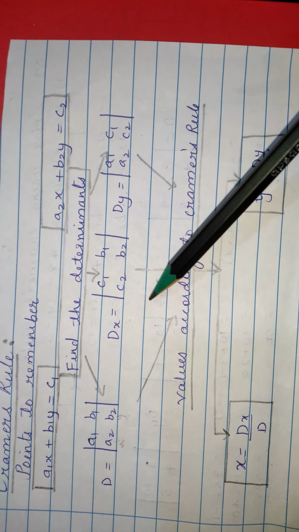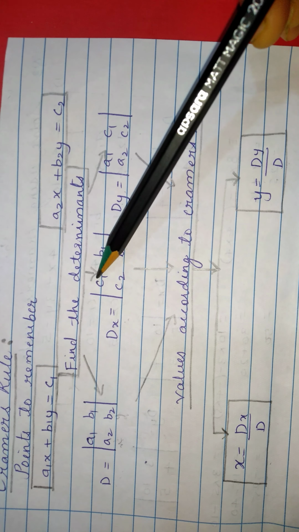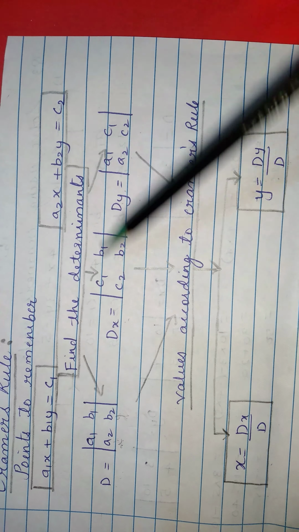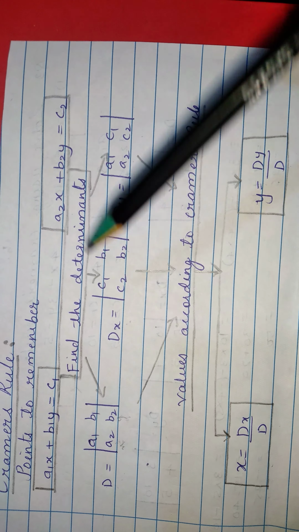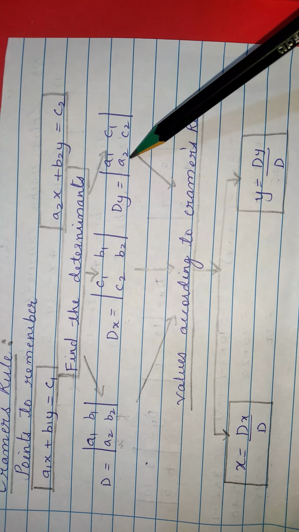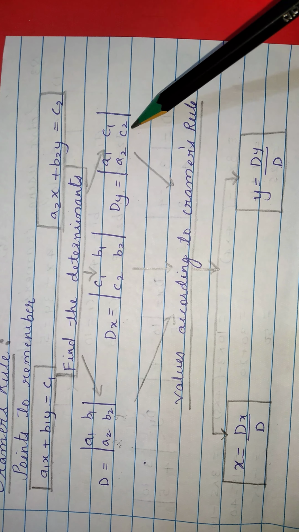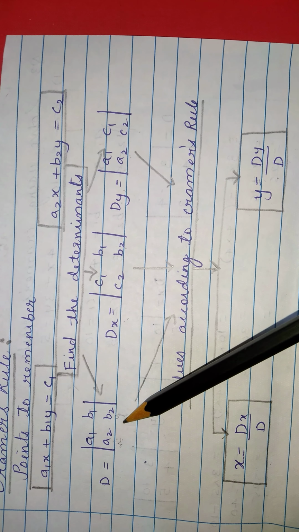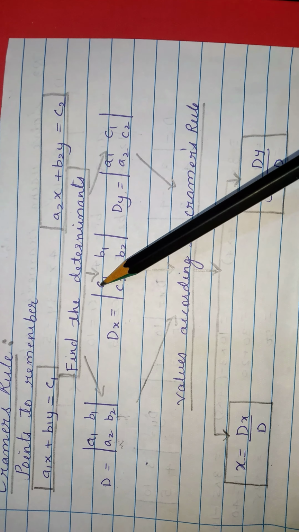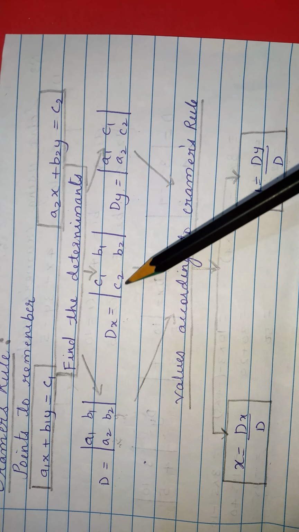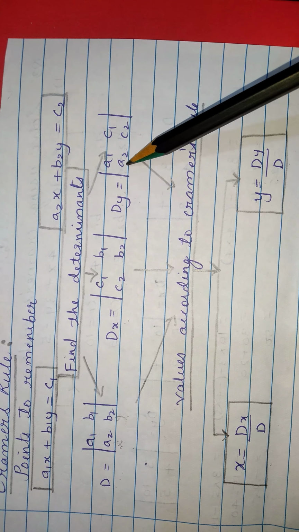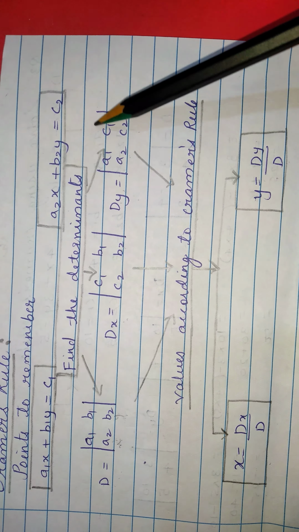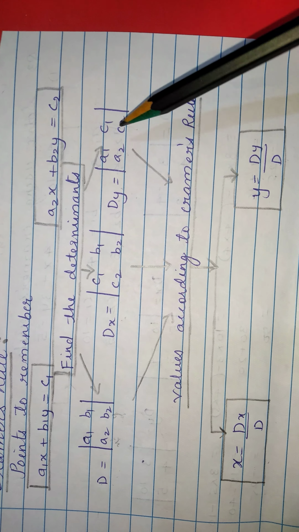Then let's move on to dx. While finding dx, the coefficients of x are replaced by c1 and c2, b1, b2 as it is. While finding dy, a1, a2 as it is. Coefficients of y are replaced by c1 and c2. So here you can see a1, a2, b1, b2. b1, b2 as it is. c1, c2 are replaced in place of coefficients of x. And in dy you can see c1, c2 and a1, a2 as it is. So coefficients of y are replaced by c1, c2.